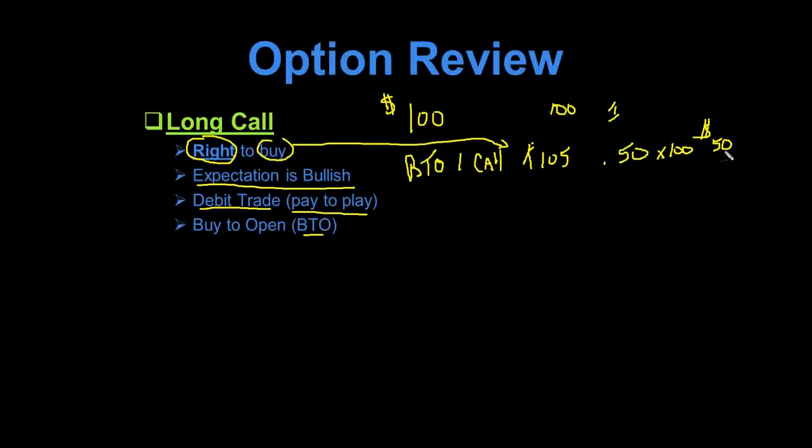So if you buy one contract, let's say for now we're going to go out 3 months. So I've got 3 months for this stock to go from 100 to 105 to break even, and then it needs to go up a little bit more than 105 to recover my $50 right here. So that's what you're buying the right to do. Your expectation is bullish. You've got to pay to play.